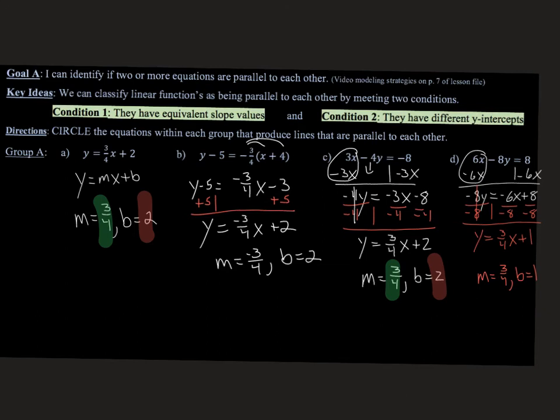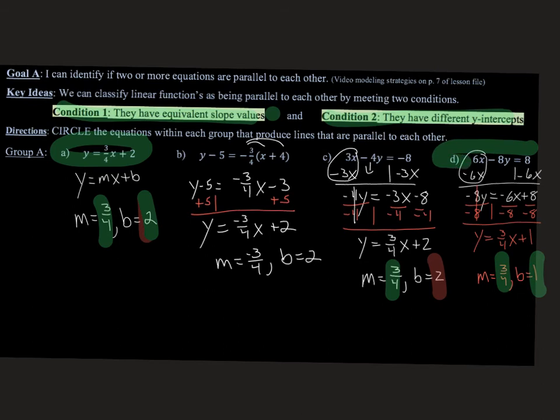But if I look over here, 3/4 and 3/4, that's the first condition. They have equivalent slopes. They have different y-intercepts as well. This one has a 1, this one has a 2. So they met the conditions. Equation A would be parallel with equation D, just to give you a quick visual of what this means.